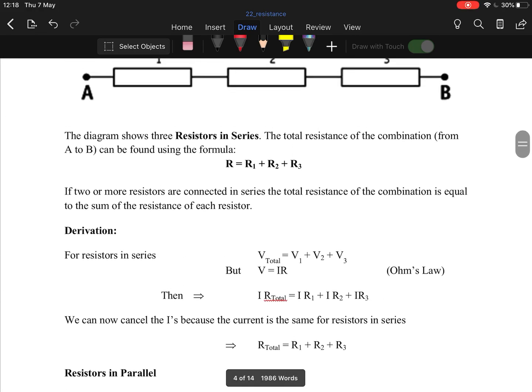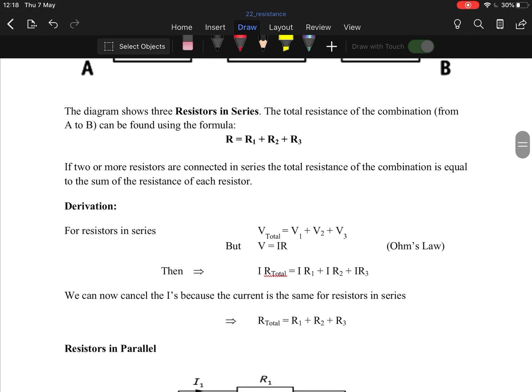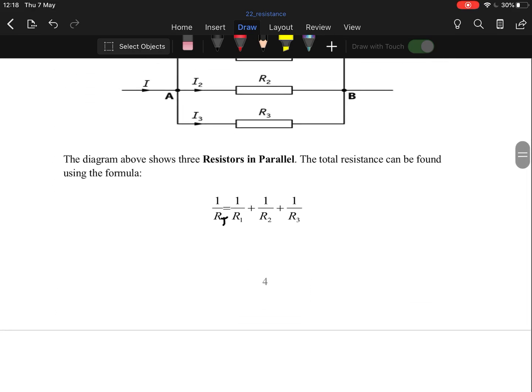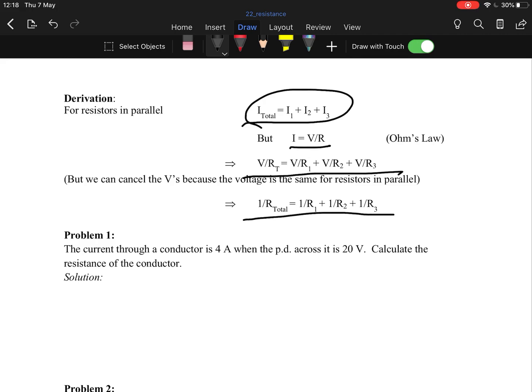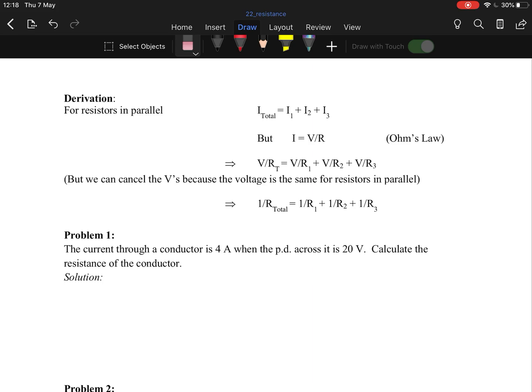All right? So, remember, in series, the voltages add up to the total voltage. In parallel, the currents add up to get the total current. And again, it's the same thing. You just say, well, I total is equal to I1 plus I2 plus I3. V equals IR. V's are all the same, so they divide across. Voltage in a parallel circuit is the same. And you're done. That's it. Those are your derivations. Okay, fairly straightforward, fairly easy.